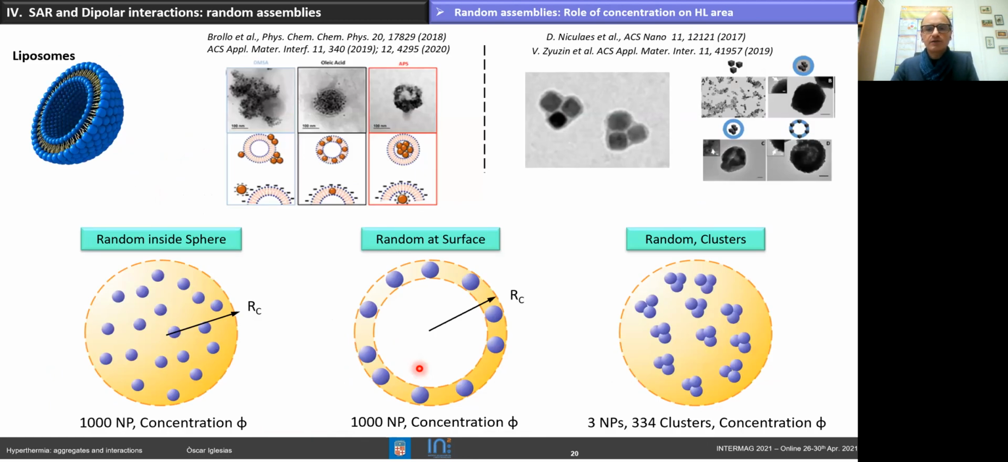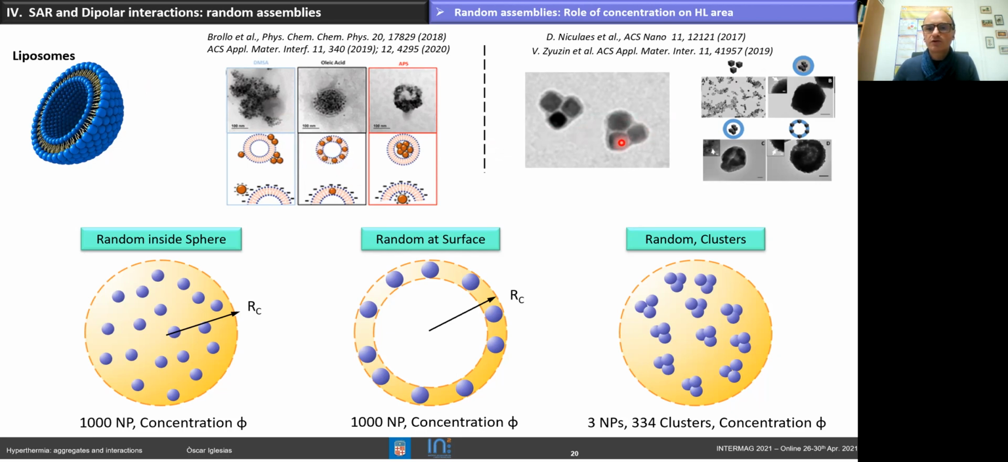anisotropy. Next, we will proceed to a more realistic case of random assemblies, and we will study the role of the concentration on the hysteresis loop area. The excuse here is that experimentally we can deliver the particles to the cells encapsulated inside, for example, liposomes, like here, or at the surface of them, and we can control this experimentally.